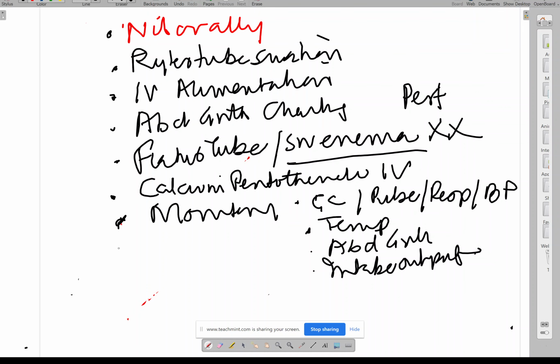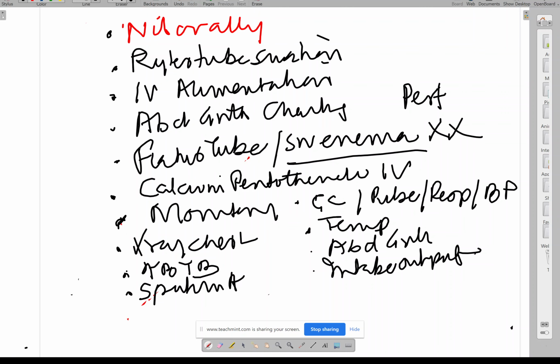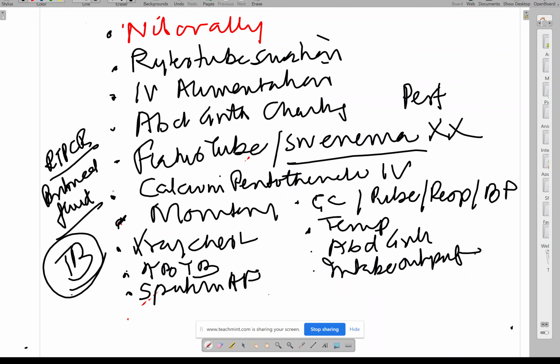Then you can take an X-ray of the chest. You can do antibodies for tuberculosis. You can do a sputum for AFB. And you can do an RT-PCR in peritoneal fluid. All this is to diagnose whether this is because of TB. After this, you also start anti-tubercular treatment.